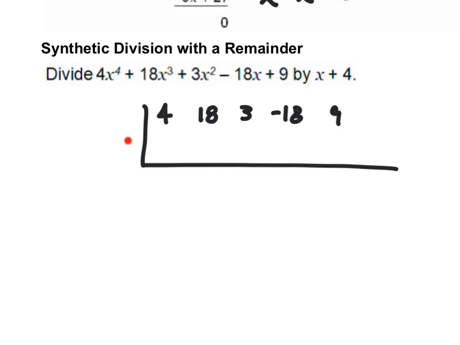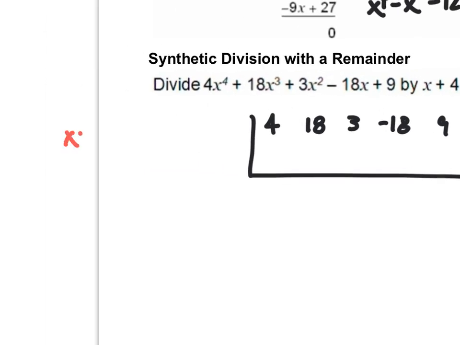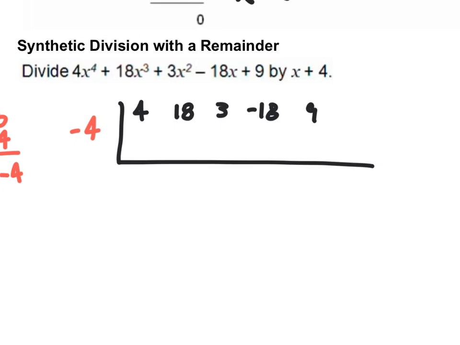Now the question is what do I do with my divisor? Remember what we have to do. We take x plus 4 and set it equal to 0, and then we subtract 4 from both sides, and so we get x is equal to negative 4. So then we get negative 4 out here as our divisor. And what I'm going to do is first drop down the 4. We always just drop down the first number.